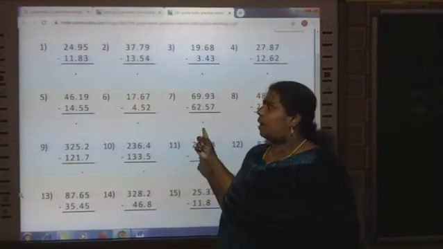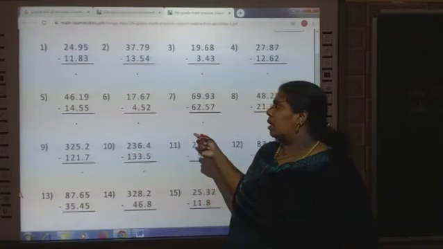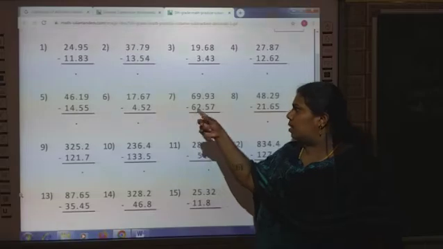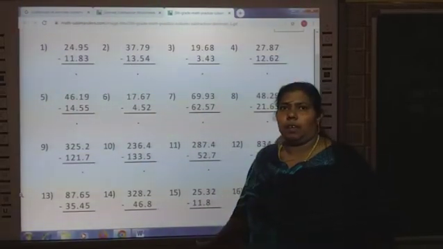See children, this is subtraction of decimals. Okay, subtraction of decimal. Here also 1 to 16 questions are there. Please try to complete these worksheets also. Okay.